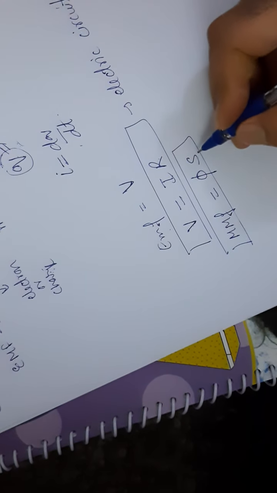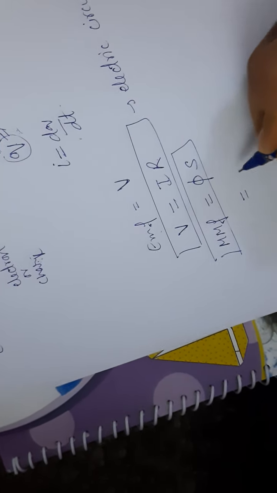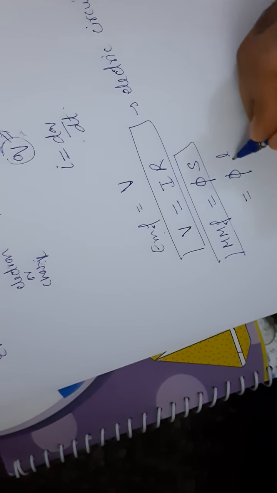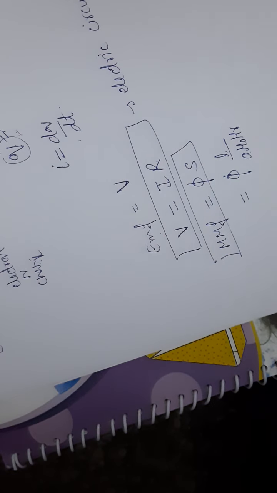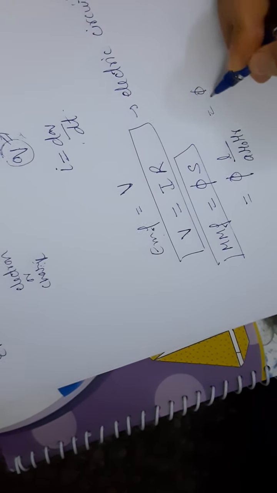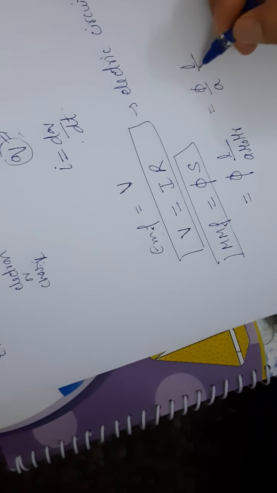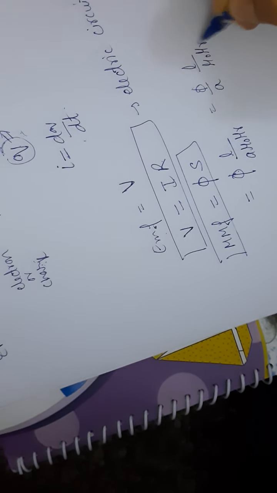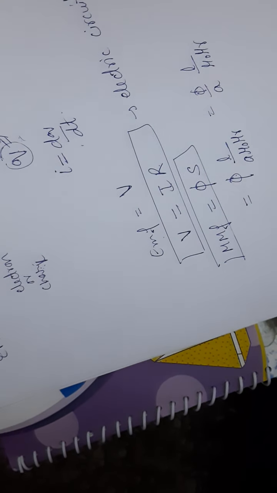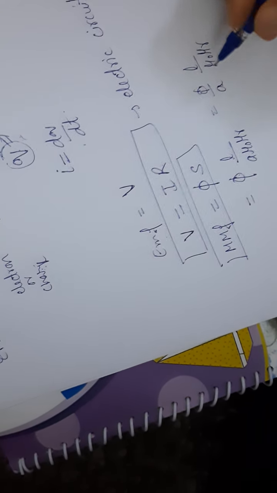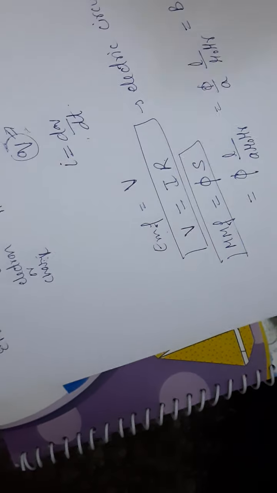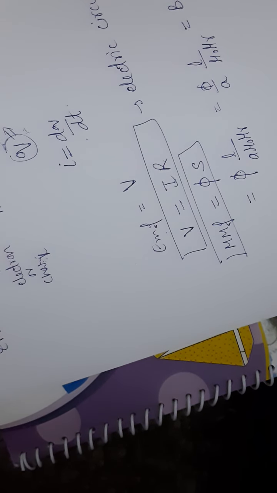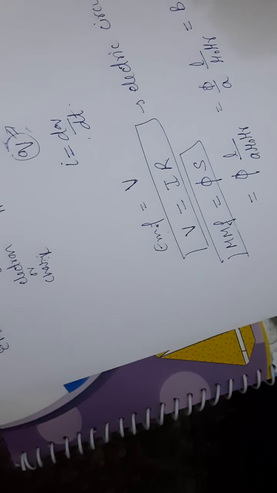If you see the formula for S, S was nothing but L divided by A mu naught mu R. Take phi by A on one side and we are left with L divided by mu naught mu R. What is phi? Flux. And what is A? Area. Flux divided by area gives me magnetic flux density B. So it will be B L divided by mu naught mu R. This mu naught mu R, I can simply write as mu.